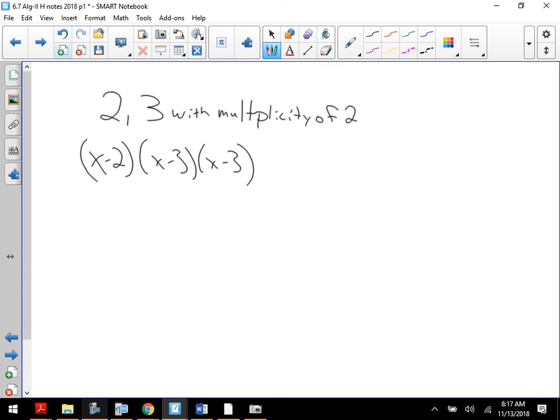Again, it's not tough. Multiplicities don't have to occur at 0. They could. It just means if you have multiplicity at 0, that just means it's going to be like x squared, x cubed, x to the 4th, or whatever.